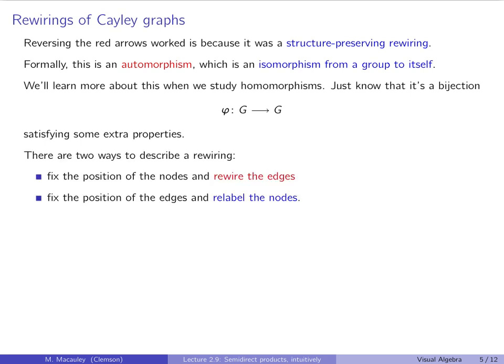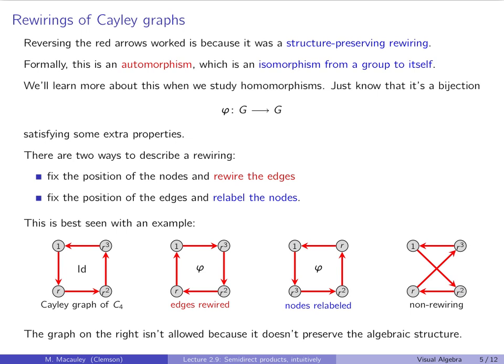An automorphism modifies a Cayley graph, and there are two canonical ways to show how this is done. In one, we can fix the position of all the nodes and just rewire the edges accordingly. In the other, we fix the position of all the edges and we relabel the nodes accordingly. This is best seen with an example.